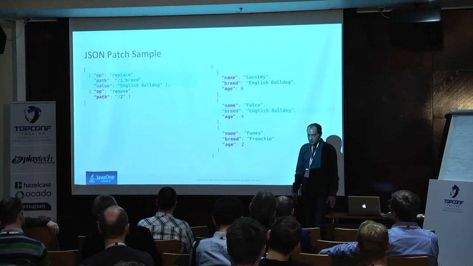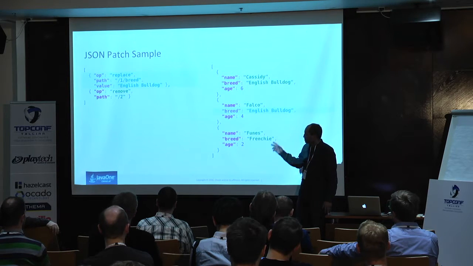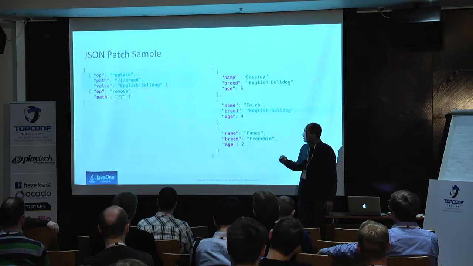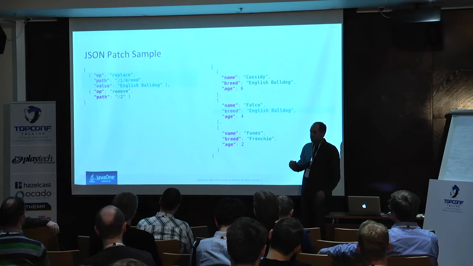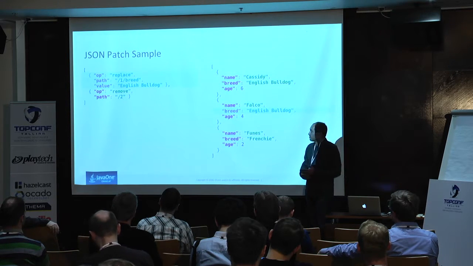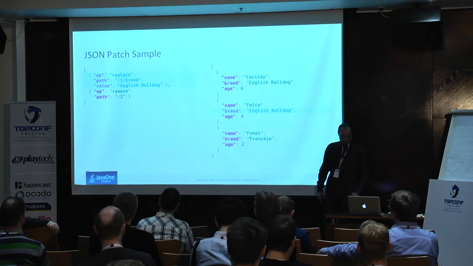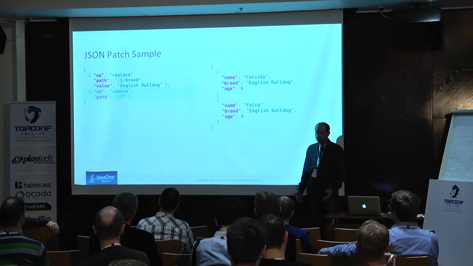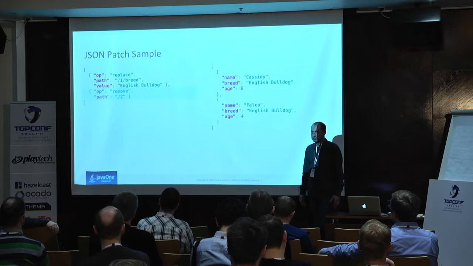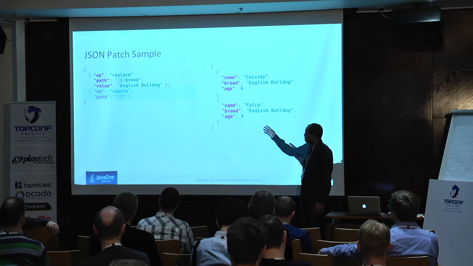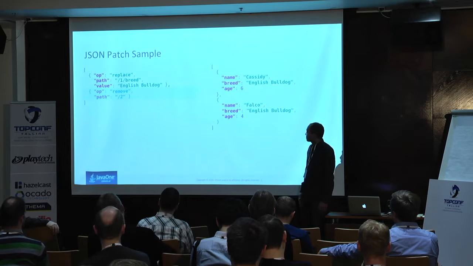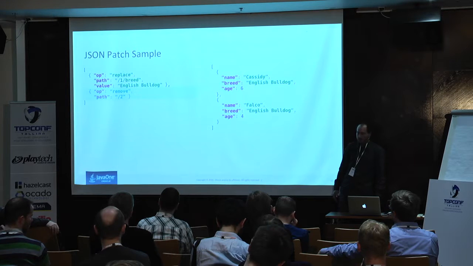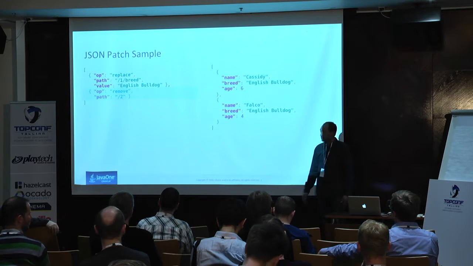Important thing to note here is that operation, or op, and path attributes are mandatory in JSON patch. Value is optional depending on the operation. For example, in the next operation, which is remove, you don't want to define a value; what would be the value if it is going to be removed? So after applying this patch to the original document, we end up with something like this: 2 items in an array, both having English bulldog as a breed.